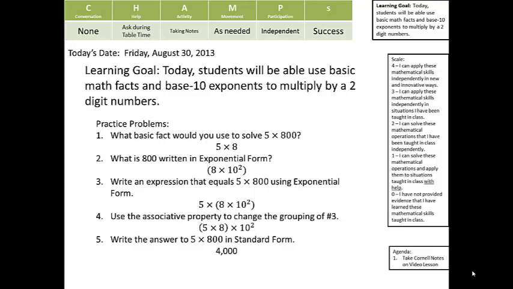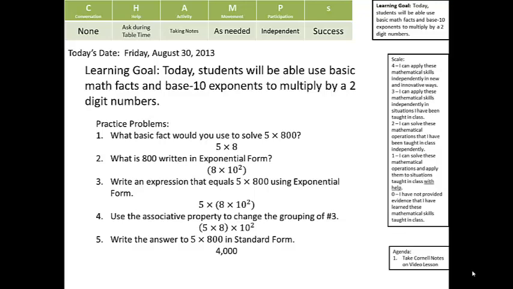Alright, so let's check our answers. For number 1, we see the basic fact for 5 times 800 would be 5 times 8. If we want to know the exponential form of 800, that would be 8 times 10 to the second power. To write the expression 5 times 800 using exponential form, then we would do 5 times and then use 8 times 10 to the second power to represent the 800.